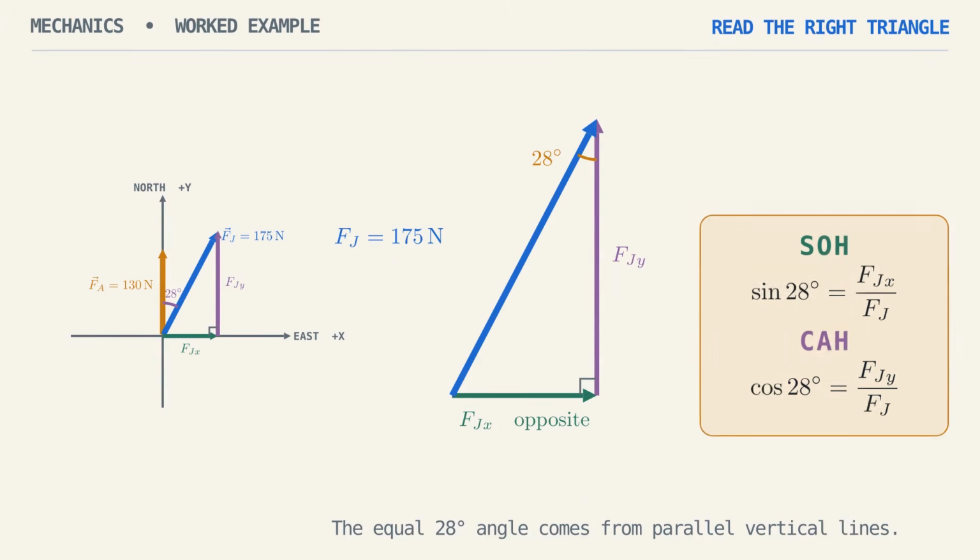Now, read the triangle with SOHCAHTOA. Relative to the 28-degree angle, the x component is opposite, so sine gives F_jx over F_j. The y component is adjacent, so cosine gives F_jy over F_j. The drawn triangle, not a memorized pattern, selects sine and cosine.